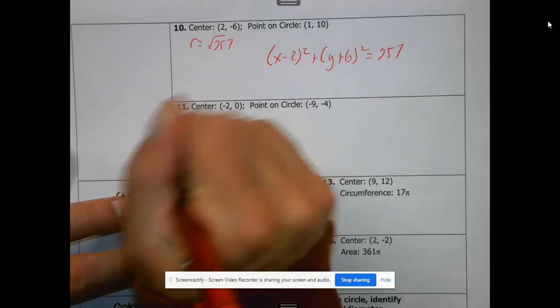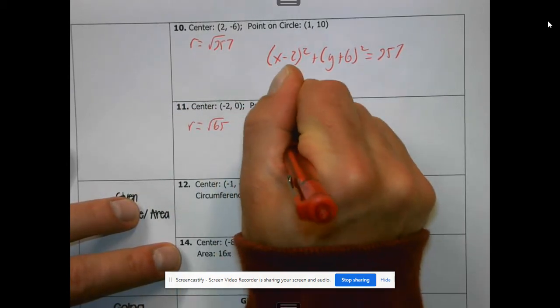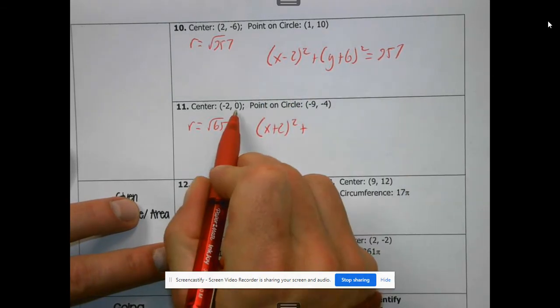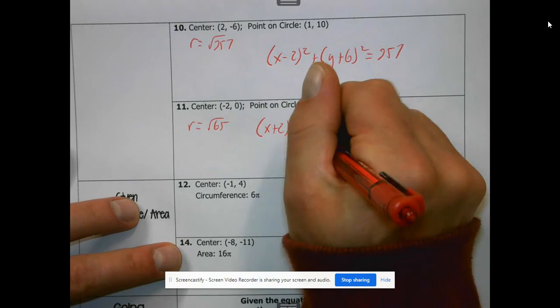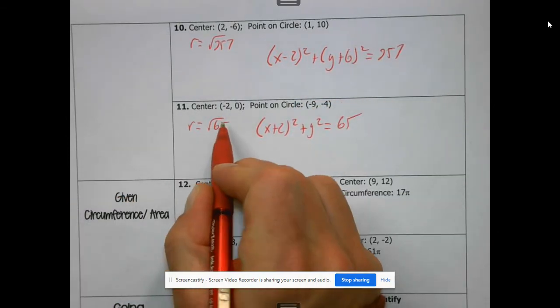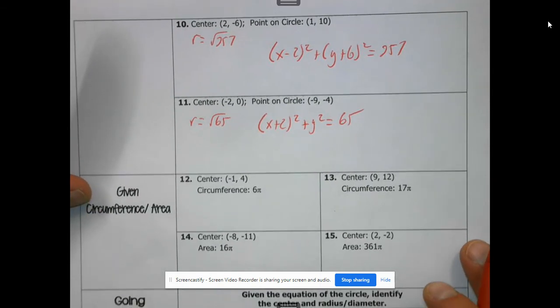11, your radius comes out to be square root 65. Equation, x plus 2 squared. Y minus 0 is just y, right? So plus y squared equals 65. The square and square root cancel out. So just remember, check numbers 8 and 9 if you need to figure out how to find the distance for homework or for the quiz.